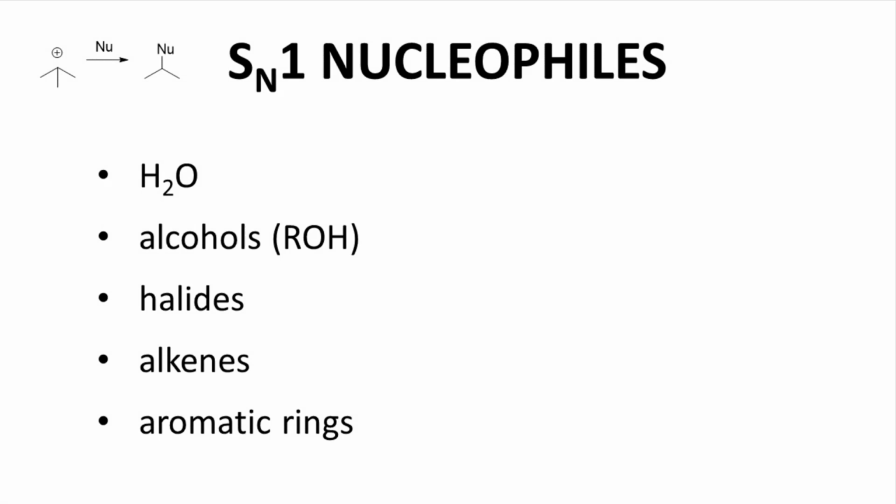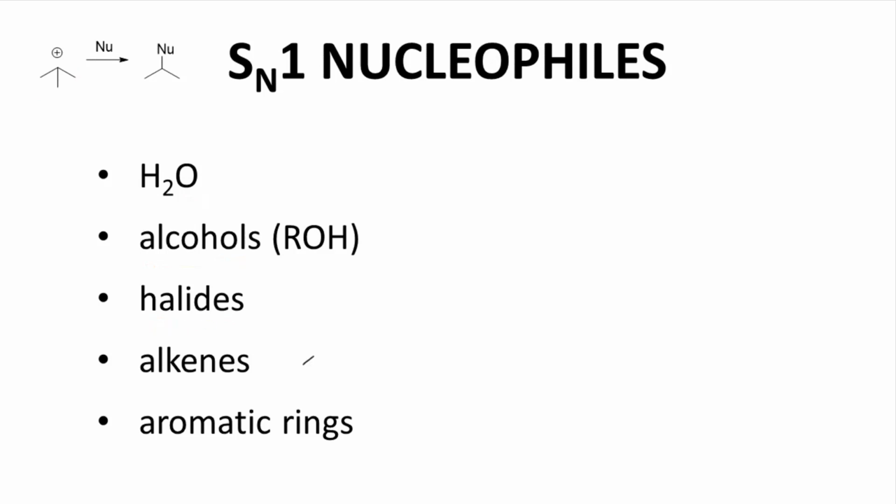Let's switch to nucleophiles in the SN1 reaction. In the SN1, we are attacking a carbocation. The electrophile is positive, so the nucleophile can be much weaker. We don't need strong nucleophiles. We need weak nucleophiles. The classic SN1 nucleophiles are water, alcohols, and halides.